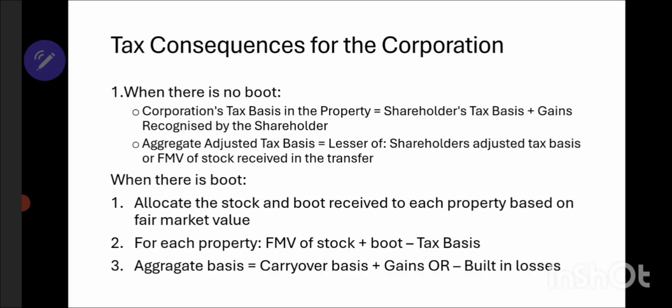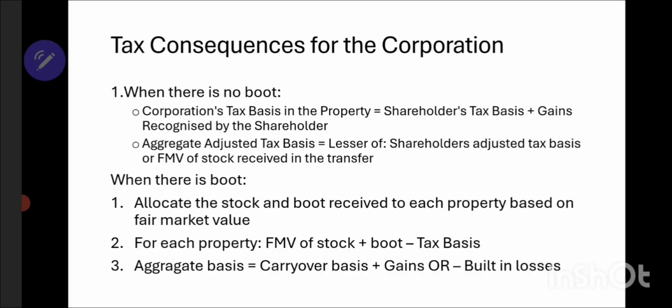And then our aggregated adjusted tax basis will either be the lesser of the shareholder's adjusted tax basis or the fair market value of stock received by the shareholder in the transfer. Now, their adjusted tax basis, what is this? Their adjusted tax basis will be that tax basis plus the gains or minus the losses. When there is boot involved, we have to do this in a couple of steps. First, we want to allocate the stock and the boot received to each property based on the fair market value. So we saw that in a previous slide.